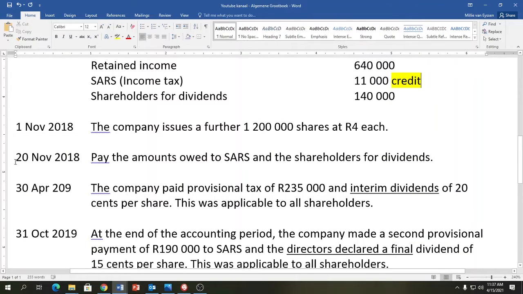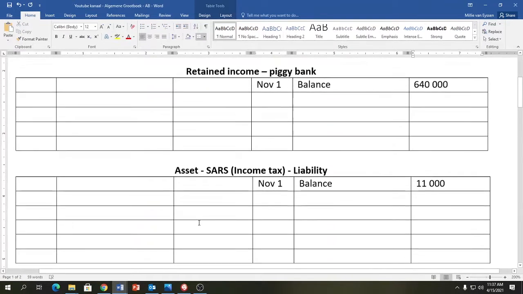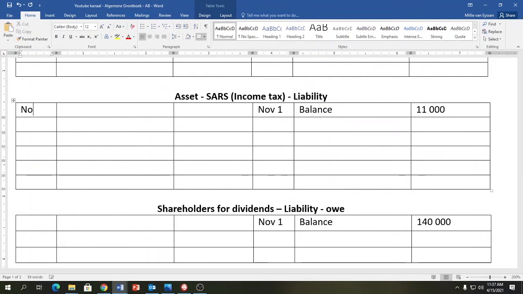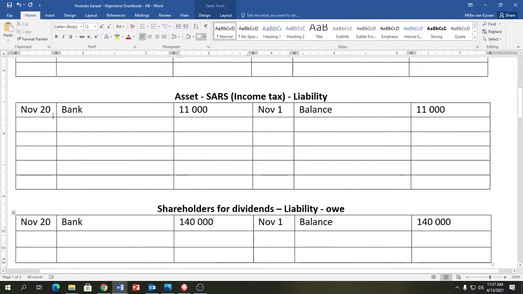Next up, on the 20th of November, I am paying the amounts owed to SARS and shareholders. They are referring to my two debts that I've got, my two credit balances. And all I have to do is just pay them. So SARS will be paid on the 20th of November. That will be bank, 11,000. And I'm going to do the same thing with shareholders for dividends. We pay the amount owed.